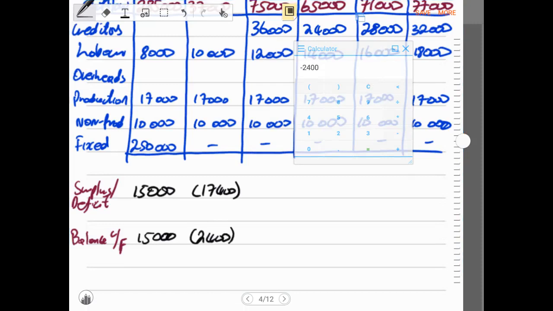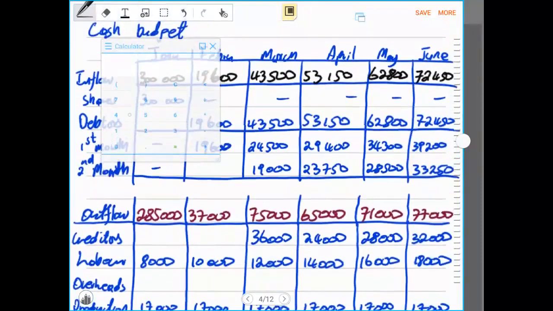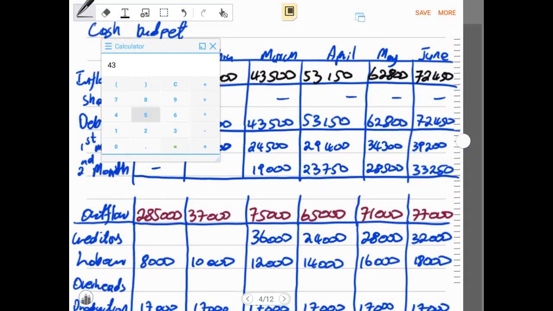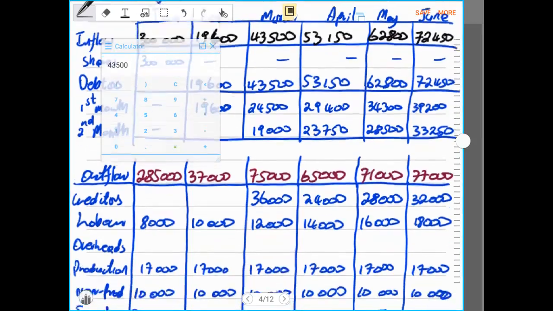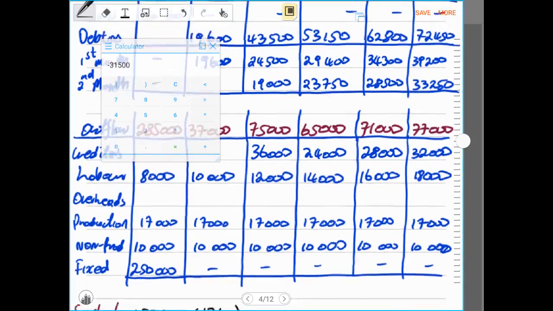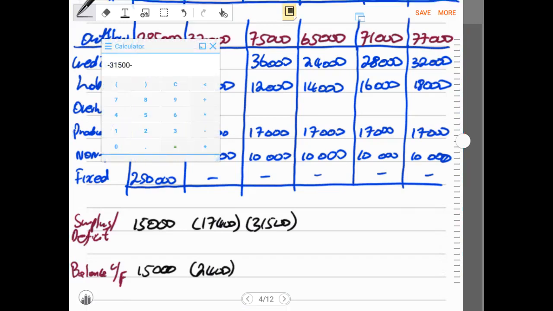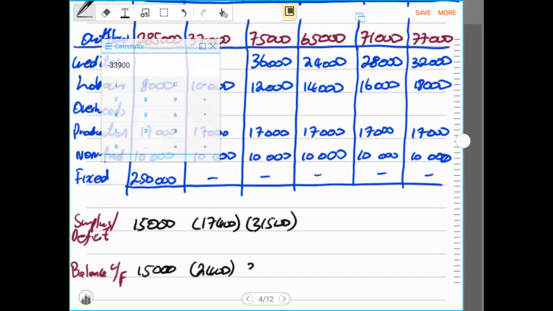Then after, we continue to the next month. In the next month, which is the third month, we see the inflow being 43,500 in the month of March, less 75,000, which is the outflows. That gives us a deficit of 31,500. And we also have a balance that was brought forward as a negative. Therefore, now we add the 2,400. Then it will increase our deficit to 33,900.